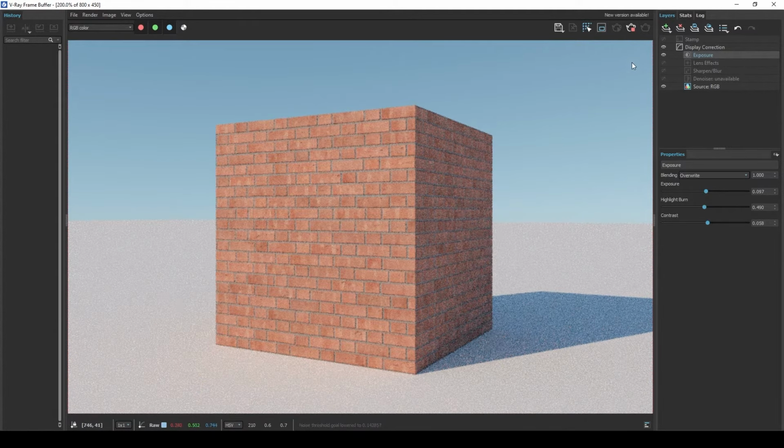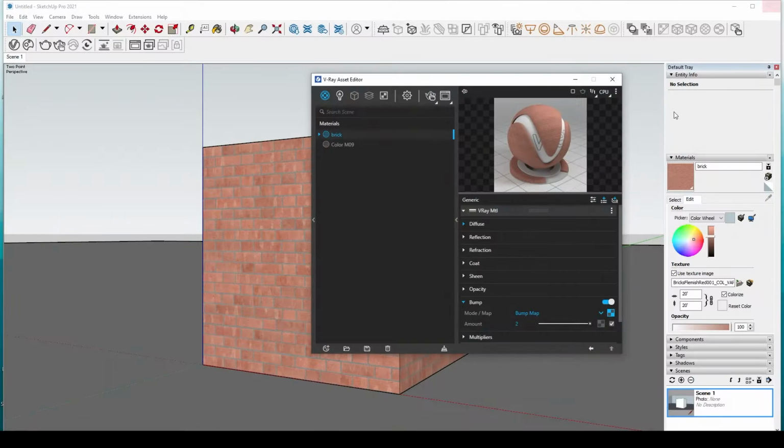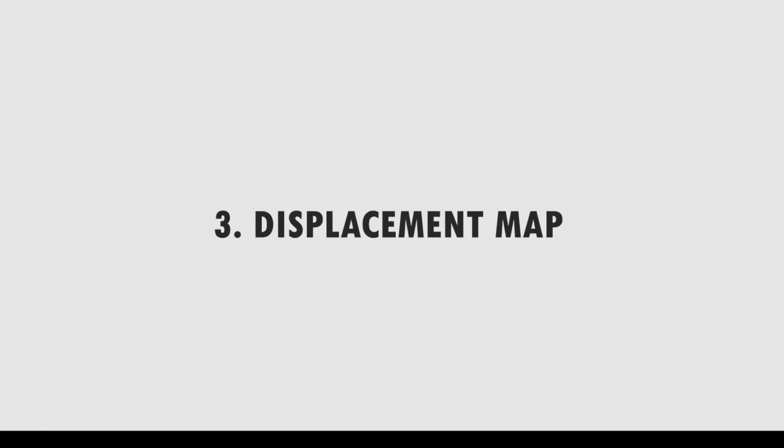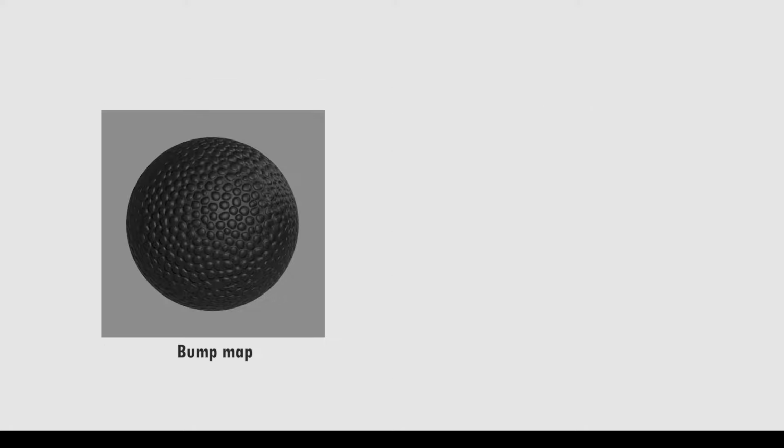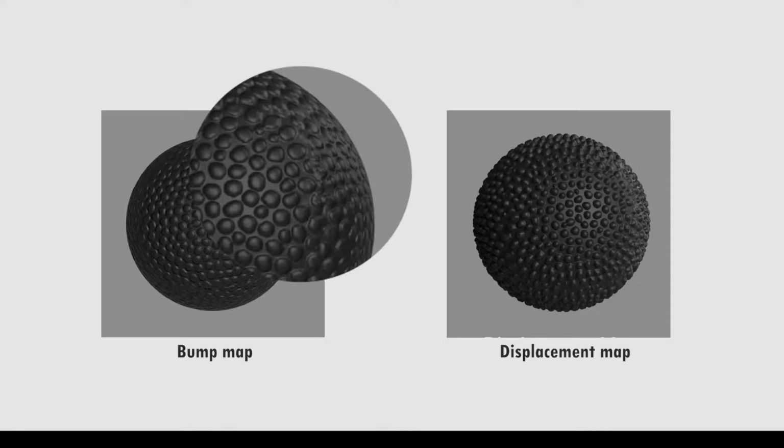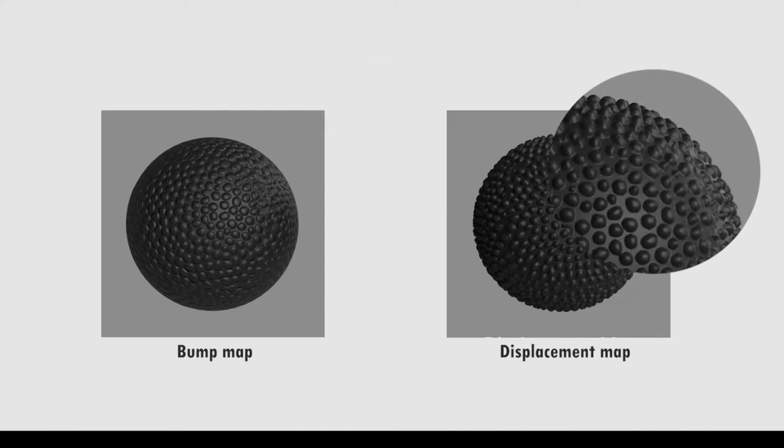Once you are happy with the bump and diffuse map, let's move on to step 3, which is adding the displacement map. Similar to a bump map, the displacement map is a black and white image that tells the computer how and where to displace a surface. The difference between a bump and displacement map is a bump map only changes the way the light affects the surface, giving it an illusion of depth, while a displacement map actually affects the geometry.